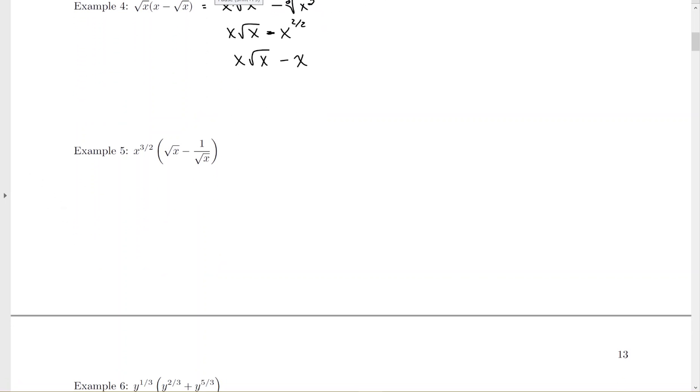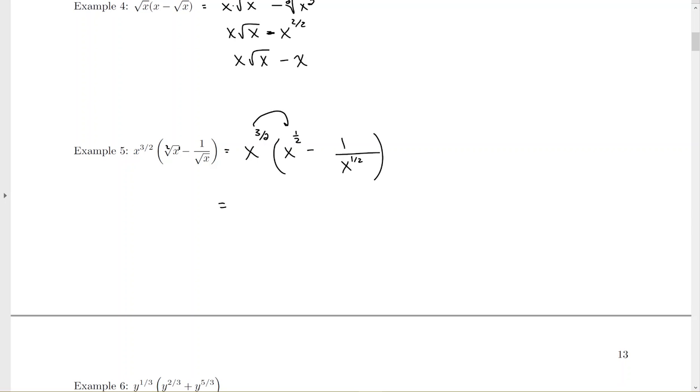Right. The last one here, we have a mixture of radicals and fractional exponents. So I'm going to first change the inside parenthesis here to fractional exponents. It's a little easier to deal with that way. So the square root of x is x to the 1/2 power minus 1 over x to the 1/2 power.